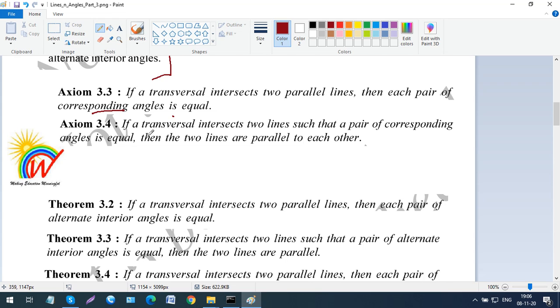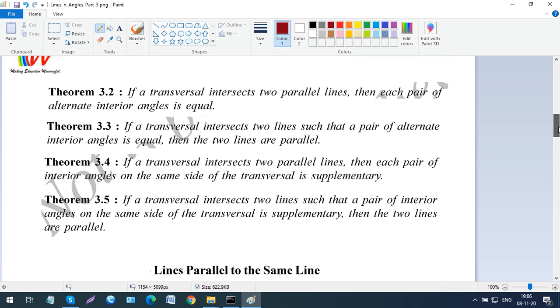Okay, and if the transversal intersects two lines such that the pair of corresponding angles is equal, then the two lines are parallel to each other. So it's the other way around. So I told you that if it's a parallel line, then the corresponding angles are equal. Similarly, if the corresponding angles are equal, then the lines are parallel. Okay, it's the reverse of each other, converse of each other.